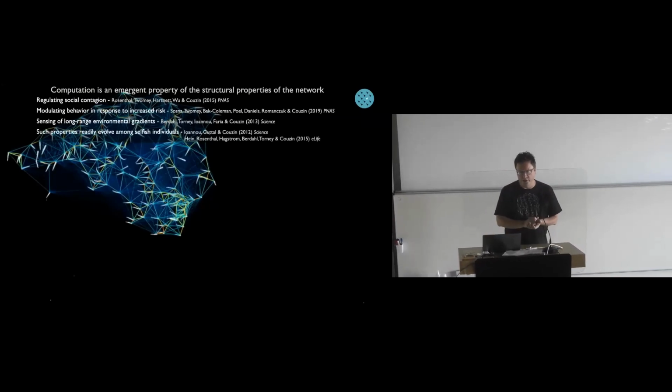And finally, these are unrelated organisms. And if it's group level properties that are really important, how does natural selection then operate? Because the genetically selfish individuals are the unit of selection here. And yet we've been able to show that these types of collective computations readily evolve among genetically selfish entities.